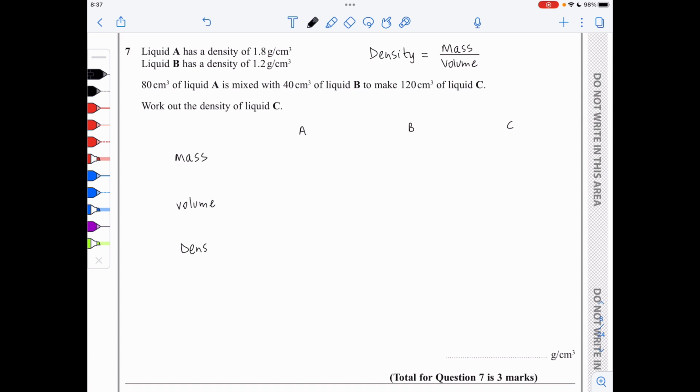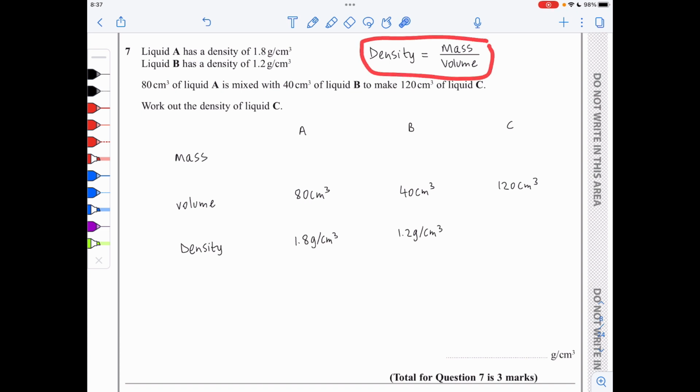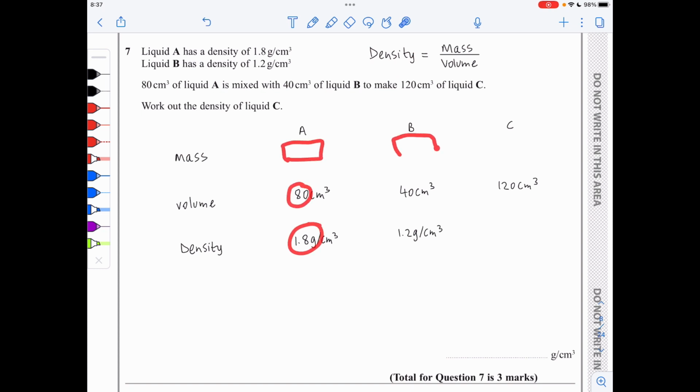We have mass, then it's volume, and then it's the density. And I will try to put all the information I've been given on this table just to see exactly what's happening. We know that we've got 80 cubic centimeters of A, 40 of B, and therefore a total of 120 of C. We know the density for A is 1.8 grams per cubic centimeter, and for B is 1.2 grams per cubic centimeter. Now going back to the formula here, density times volume is the mass. So if I multiply density with volume, I will be getting the masses of A and B.